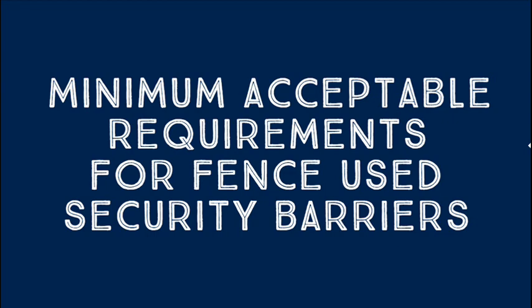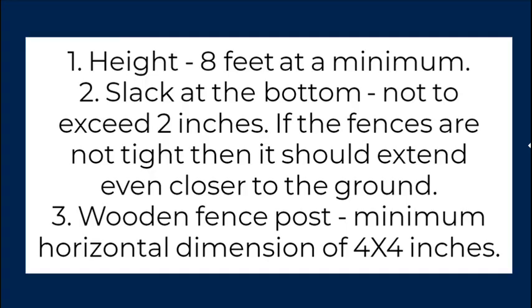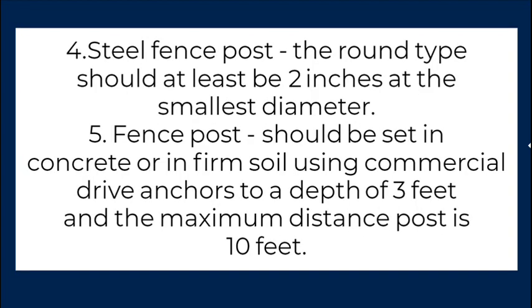Minimum acceptable requirements for fences used as security barriers. 1. Height, 8 feet at a minimum. 2. Slack at the bottom not to exceed 2 inches. If the fences are not tight, then they should extend even closer to the ground. 3. Wooden fence post, minimum horizontal dimension of 4 by 4 inches. 4.